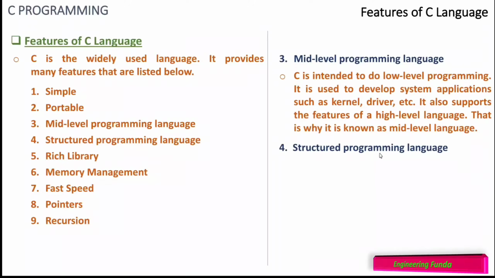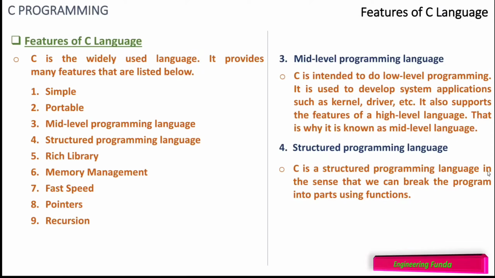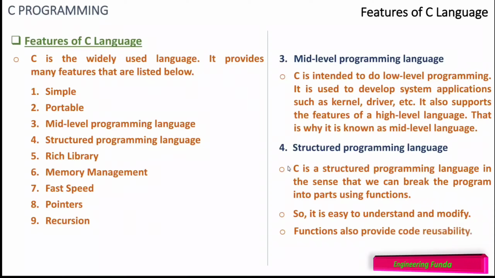The fourth feature says that it is a structured programming language. Now, what is a structured programming language? C is a structured programming language in the sense that we can break the program into parts using functions. So if there is a program which has, let's say, 5 capabilities, we can divide that program into 5 capabilities, write those 5 capabilities as 5 different functions, and integrate them into one place. So it becomes easy to understand and modify the code. If there is some problem in the program, we can identify it very easily, and we just have to modify that particular piece of code.